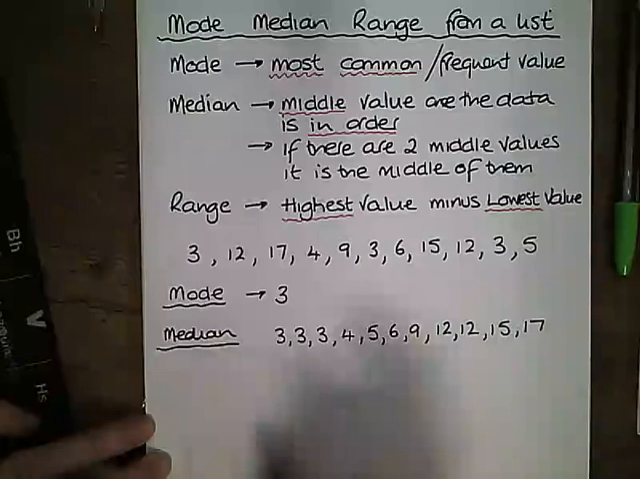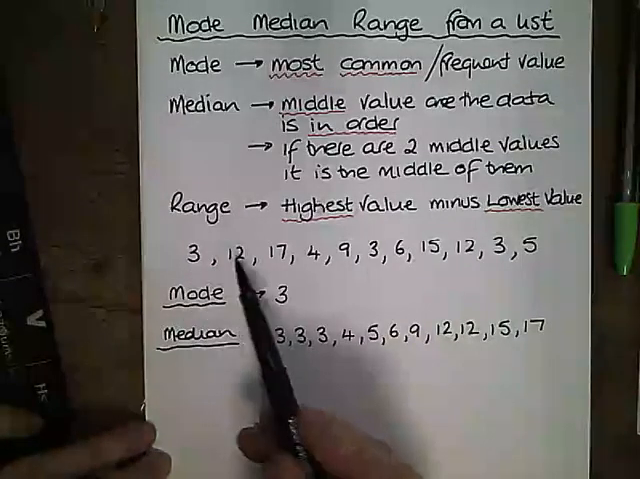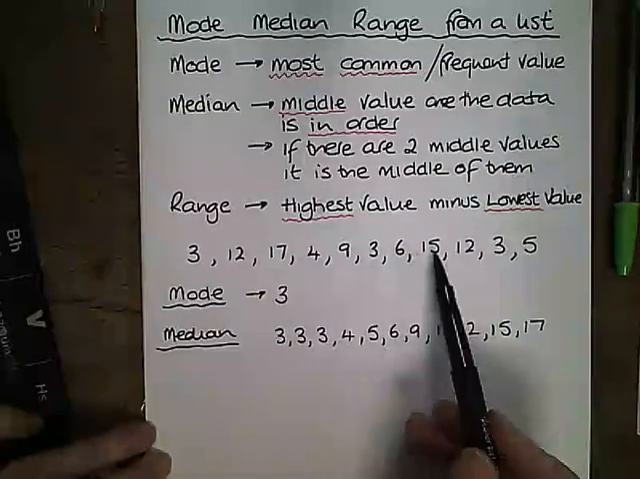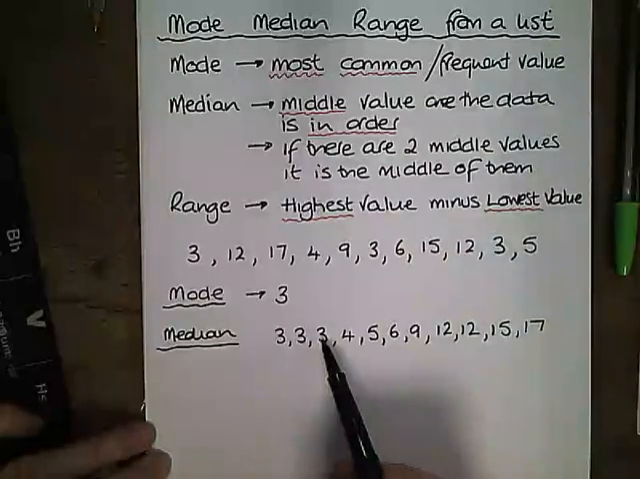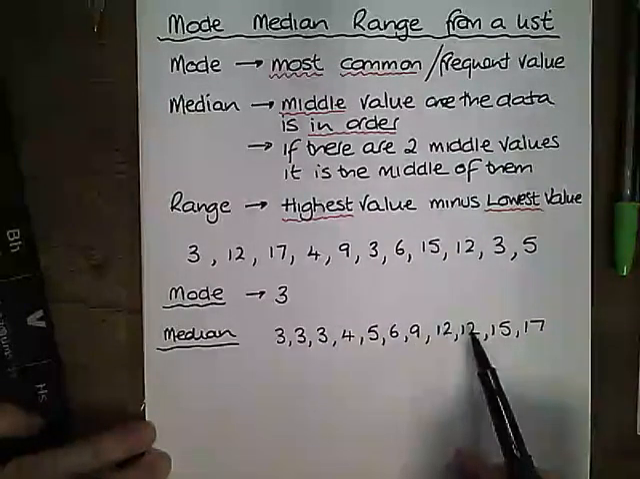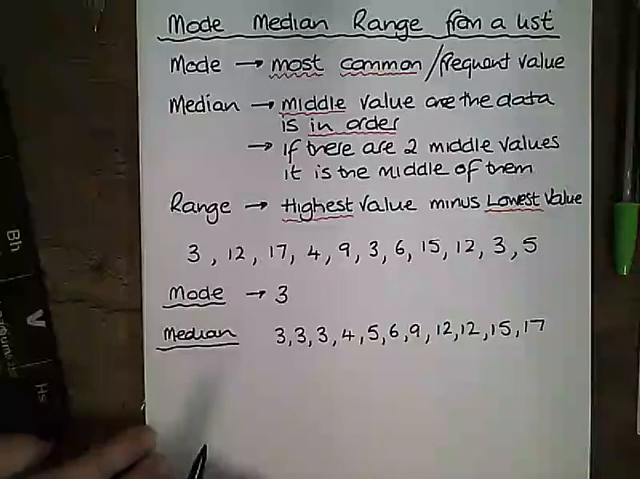So let's count up how many we had to start with. 1, 2, 3, 4, 5, 6, 7, 8, 9, 10, 11. Hooray, we've got 11 pieces of data.